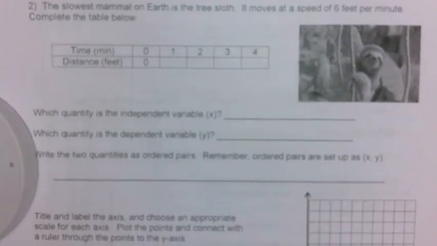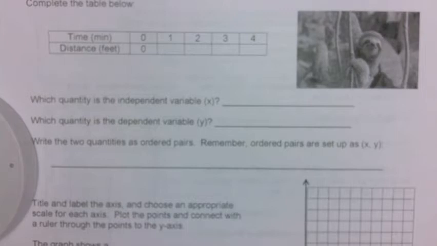Okay, so let's try this again here in example number 2. They tell us that the slowest mammal on Earth is the tree sloth. It moves at a speed of 6 feet per minute. Complete the table below.